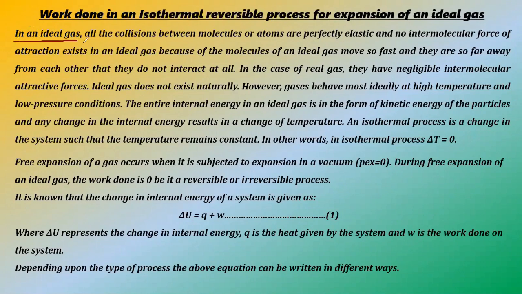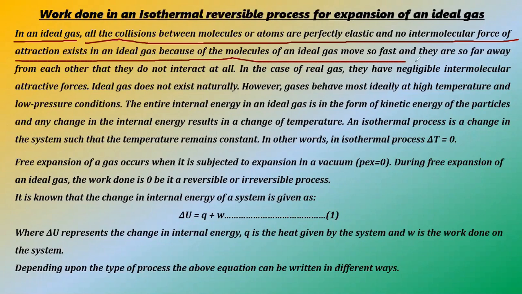See, in an ideal gas, all the collisions between the molecules or atoms are perfectly elastic and no intermolecular force of attraction exists, because the molecules of an ideal gas move so fast that they are so far away from each other that they do not interact at all. Now here, let us discuss the collisions present in a system. Why do chemical reactions occur, why do we get the products? Always remember, chemical reactions are the result of collisions between the reactant molecules, and that is why we get the products.